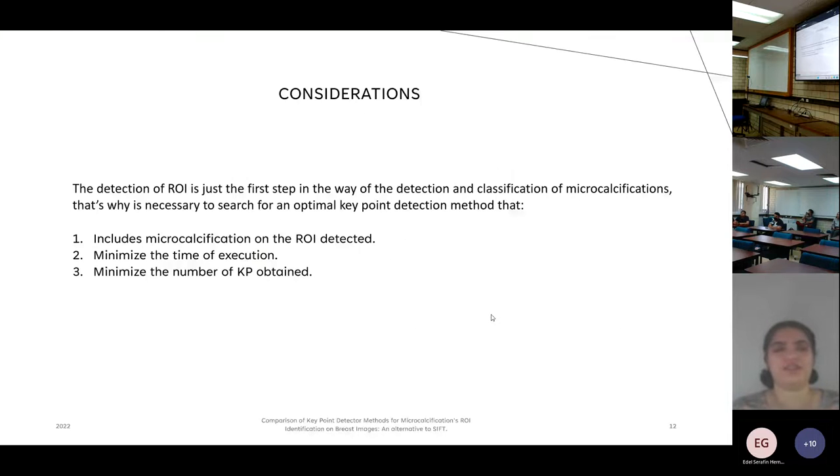The detection of regions of interest is just the first step in the way of detecting and classifying microcalcifications. It is necessary to search for an optimal key point detector that, first and most importantly, includes the microcalcification area in the region of interest detected. We are searching to not have any error in coding this region of interest, because it's just the first step, so we can generate a bias if we have mistakes on this step. Second, it is important to minimize the time of execution, searching for a faster algorithm, and for this same reason, we are trying to minimize the key points generated, so it's a reduction.